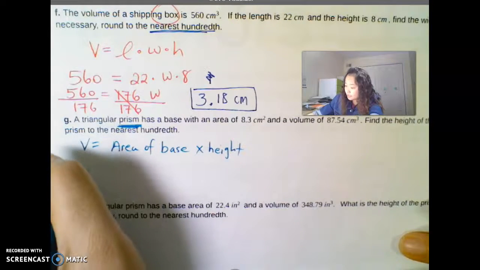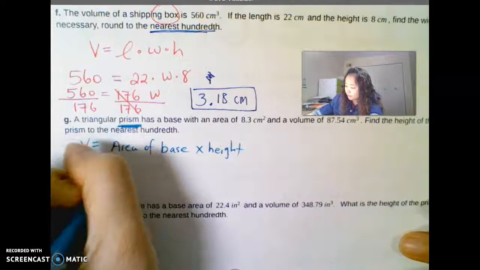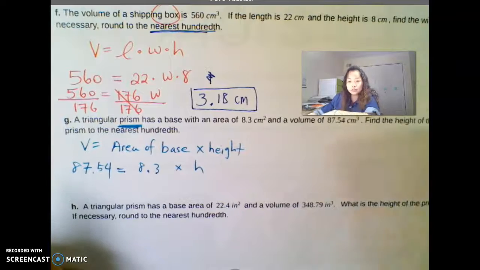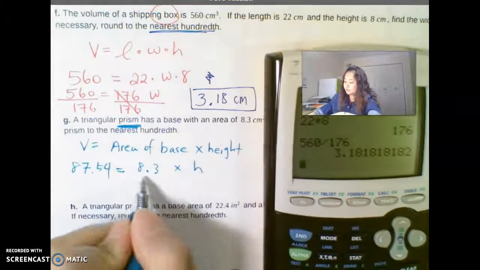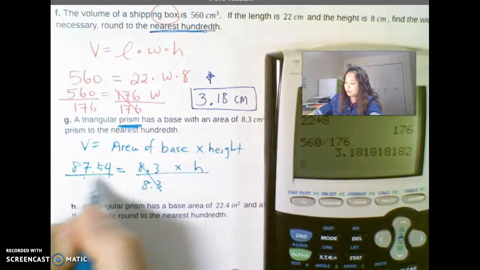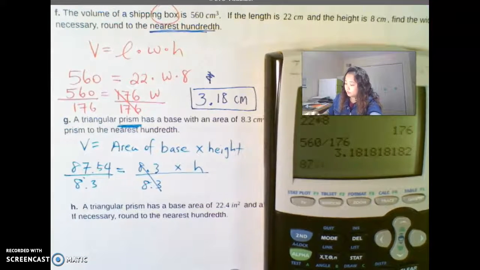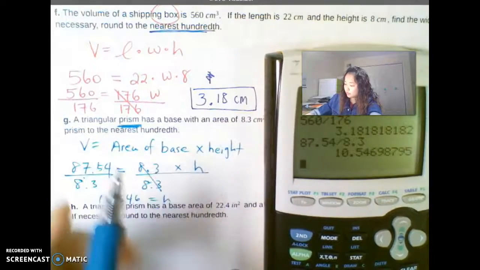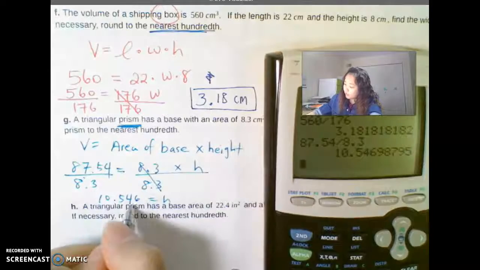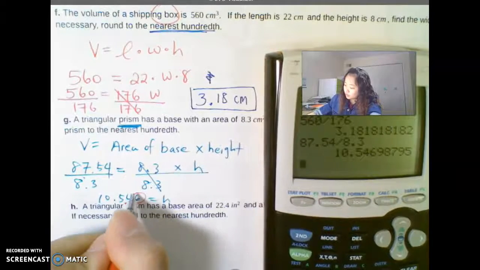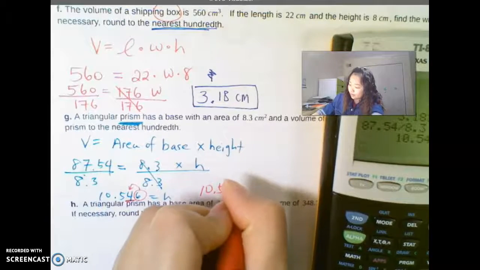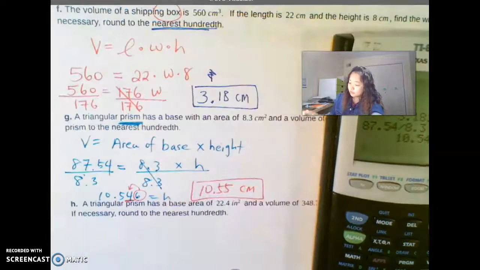So the volume, they said it is 87.54. Area of the base is 8.3. Find the height. We don't know what height is. So all you have to do is divide everything by 8.3. So 87.54 divided by 8.3 is 10.546 equals H. Since you have to round it to the hundredth, we have to look at this number. If it's more than 5, you round up, so it'd be 10.55 centimeters.